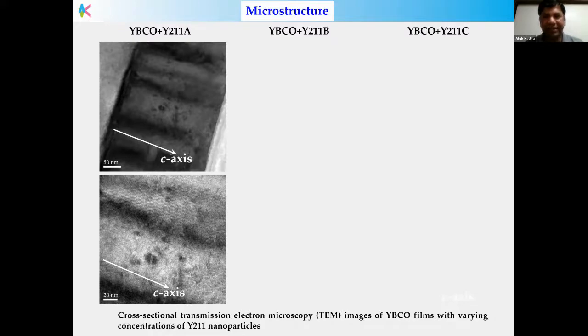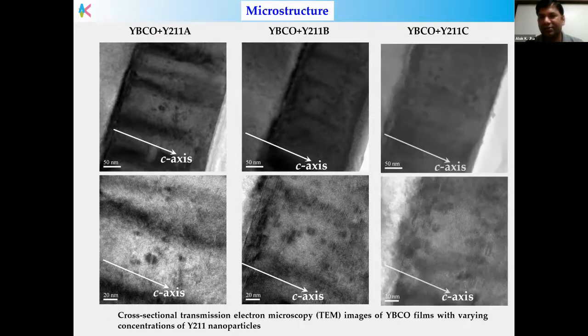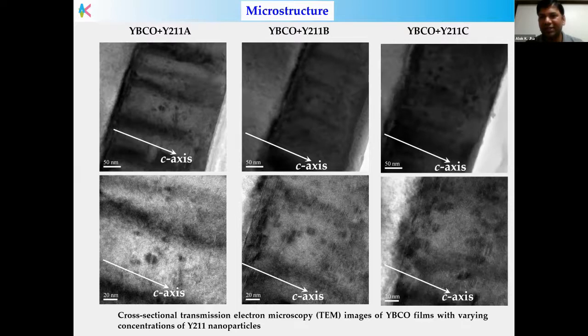As we increase the content of Y211, we see a larger number of nanoparticles appearing in the thin films. And at the largest concentration of Y211, we can see a large number of nanoparticles in the superconducting film matrix. So as we change the size of the Y211 piece on the surface-modified target, we can increase the concentration of Y211 nanoparticles in the nanocomposite film.